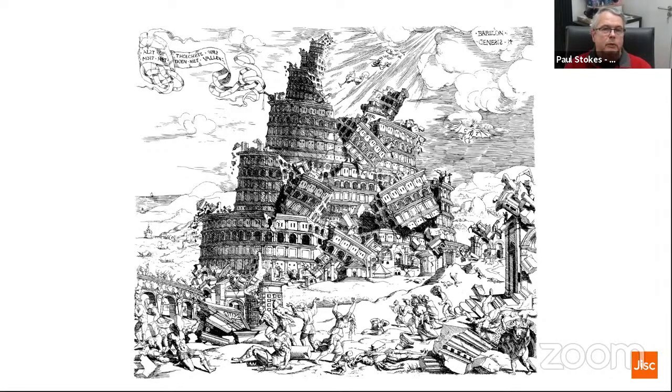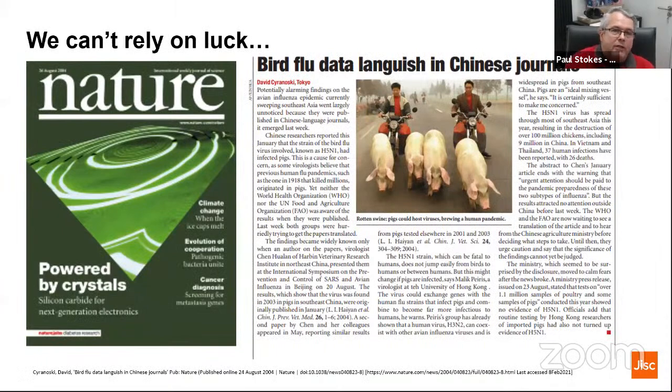Well, let me give you an example. In August 2004, it was reported in Nature that some potentially significant and alarming data relating to the cross-species transmission of the bird flu virus known as H5N1 over to pigs in 2003 had been overlooked because it was published in Chinese language journals. The data was important because although transmission from bird to human is unlikely, transmission of flu-like viruses from pigs to humans is a much more common occurrence.